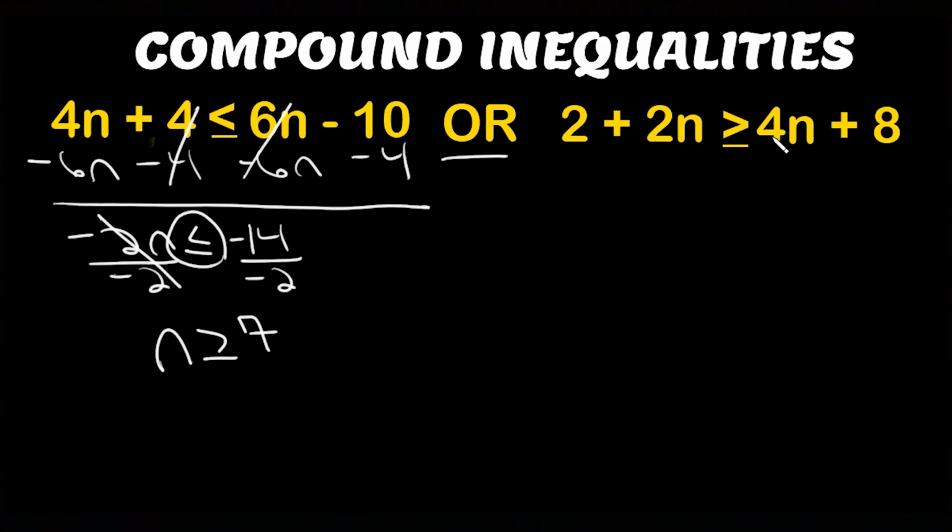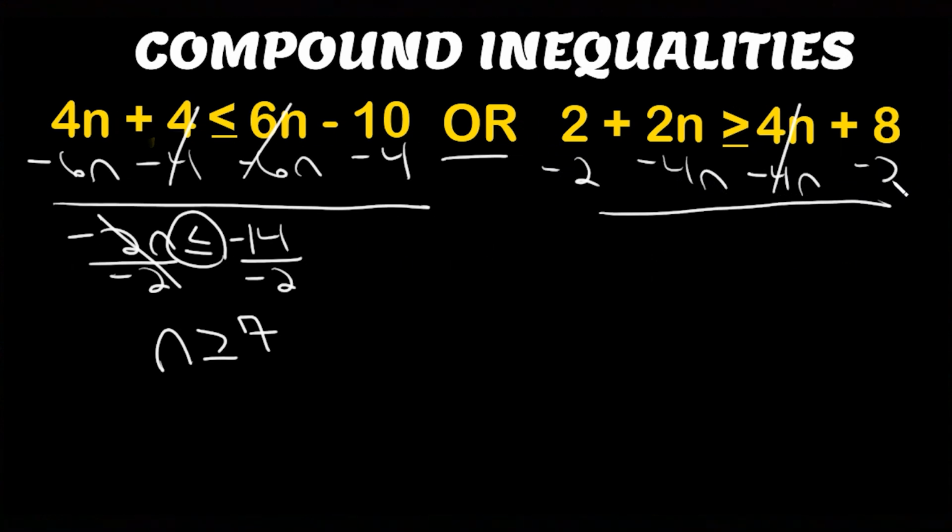We're going to do the same thing. We're going to move the variables over to the left-hand side, the constants to the right, and then we'll solve it. So -4n, -4n, okay? This will cancel. Let's -2, -2. This will cancel. 2n minus 4n, -2n, greater than or equal to 8 plus a -2 will give you +6. My last step, divide both sides by -2.